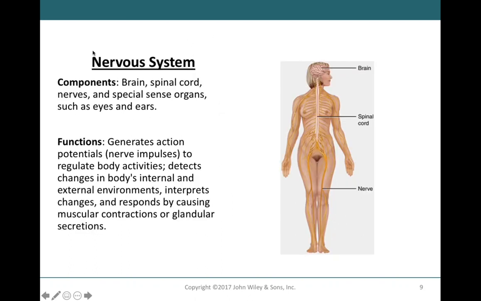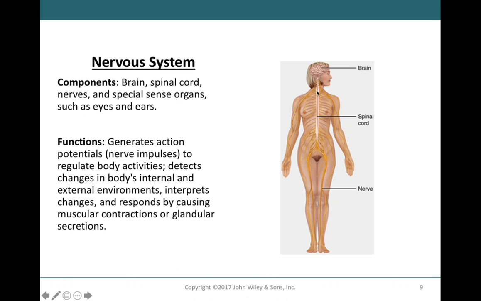Next up is the nervous system. The components of the nervous system, of course, are going to be the brain and the spinal cord, but also the nerves within the body and the special sense organs. So our special sense organs are going to be things like our eyes, our ears, our nose, and so forth. Those are going to be our special senses.